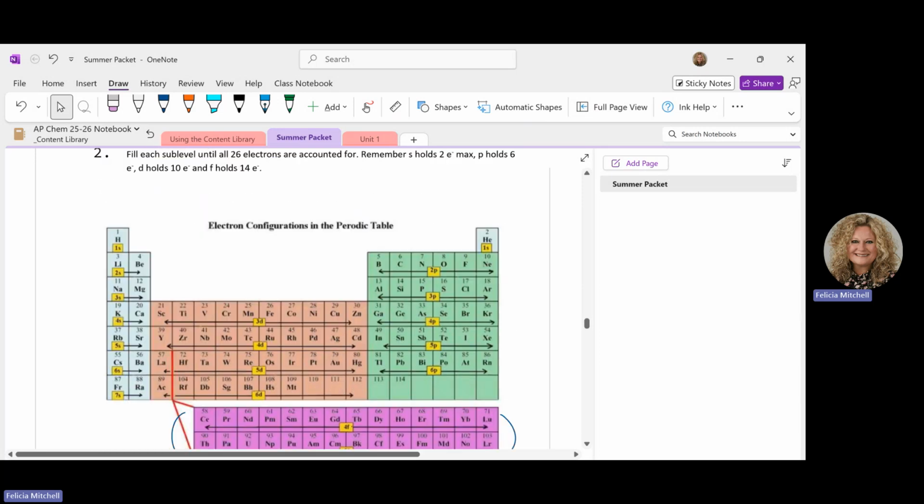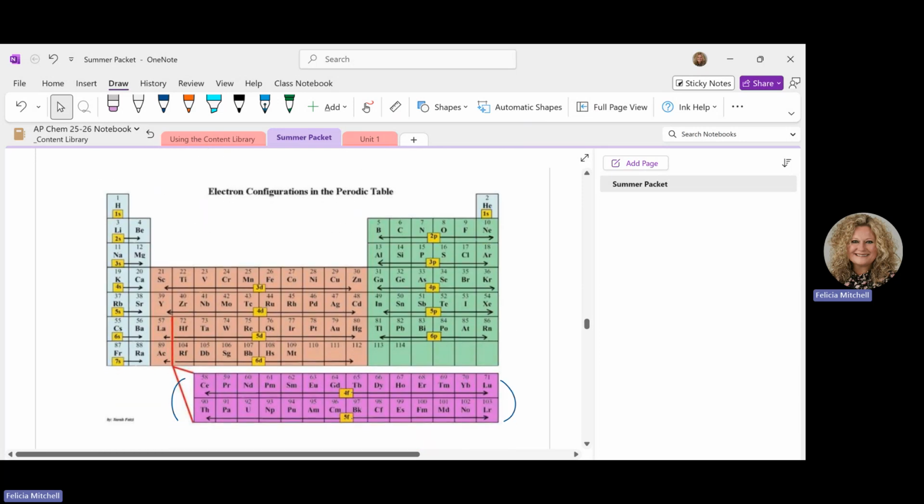What am I even talking about? I'm counting squares. The way I know a P can hold a 6 is look over here on this P block. 1, 2, 3, 4, 5, 6. There's 6 squares. How would I know that the D blocks can hold 10? 1, 2, 3, 4, 5, 6, 7, 8, 9, 10. Each S holds 2. 1, 2. Remember, you're counting squares. Hopefully this is bringing back some memories to you.